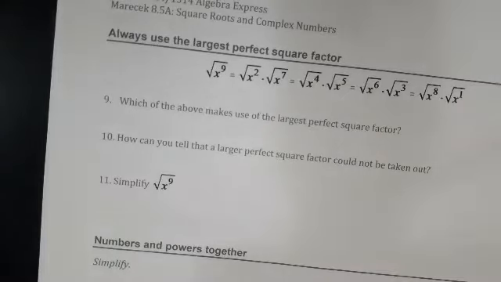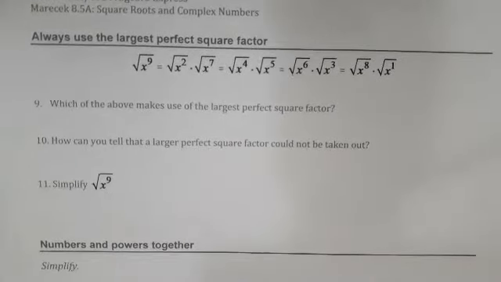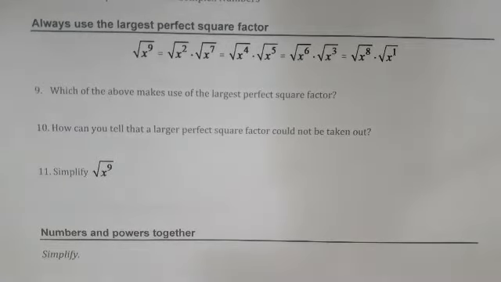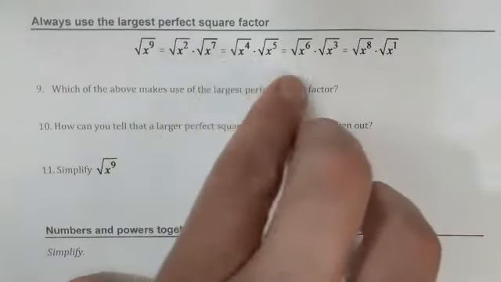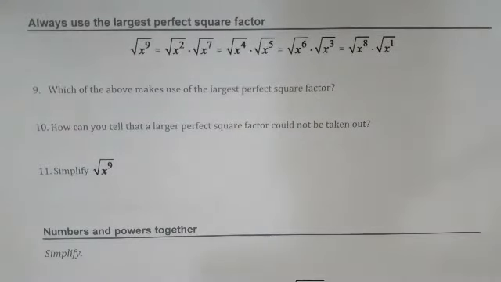Okay, now I think they're going to throw probably things with variables and numbers at us at the same time. Always use the largest perfect square to factor. Okay. So they're trying to get at something here. If we have the square root of 9, you can do what? 2 and 7 will give you 9, 5 and 4 and 5 will give you 9, 6 and 3, or 8 and 1. Okay, so which of the above makes use of the largest perfect square factor?